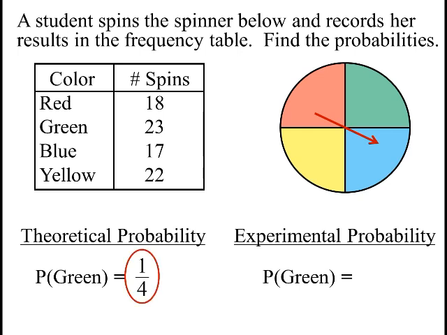There's only one section that's green out of 4 equally spaced sections, so it's going to be 1/4. Now, if we want to figure out the experimental probability or the relative frequency, we need to know what the total number of spins are. So we're going to add up this column of spins. That totals up to 80 spins, 23 of which were green. So the probability of getting green with experimental probability or relative frequency was 23 out of 80, a little bit higher than theoretical.